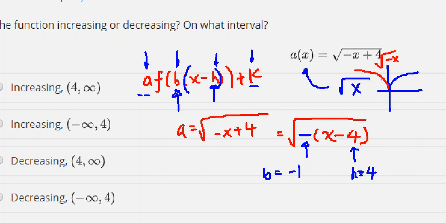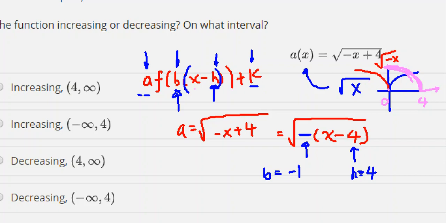So eventually, you're going to shift this to the right 4 units. It moves from 0, its tip moves from 0 to 4. So now therefore this is your graph. From here, I do see that it's always decreasing, from negative infinity all the way up to 4, right? So that's how I would do this problem by hand.